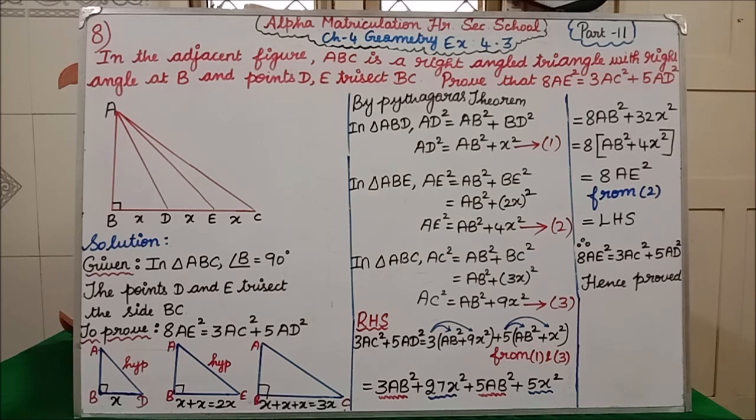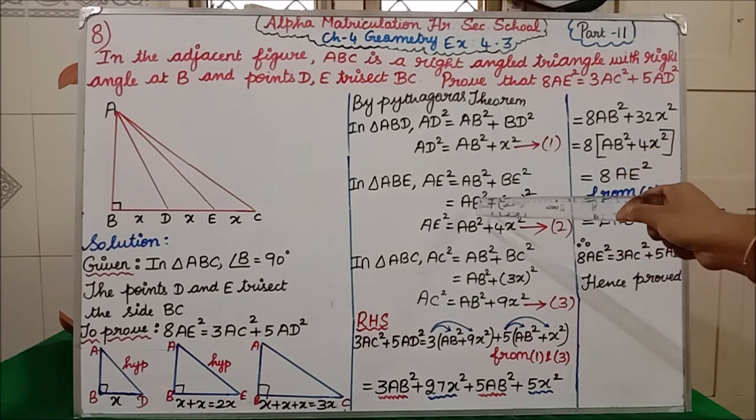Next triangle is what? Triangle ABE. In the triangle, which is the hypotenuse? AE square. So AE square equals AB square plus BE square. Clear? Now here AE square value we don't know, AB value we don't know, BE we know. What is that? 2x. So you write just as such. Here alone you substitute (2x) the whole square. Clear?